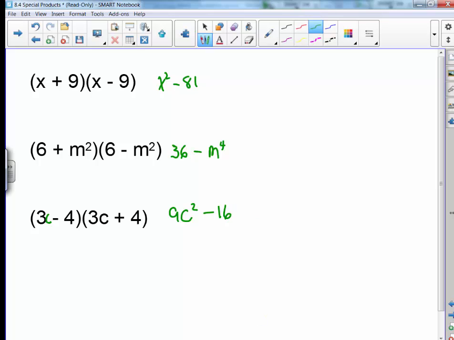Now this only works whenever there's a plus and a minus, and the numbers and letters are the same, okay? Plus and a minus. Don't get confused about that, okay?